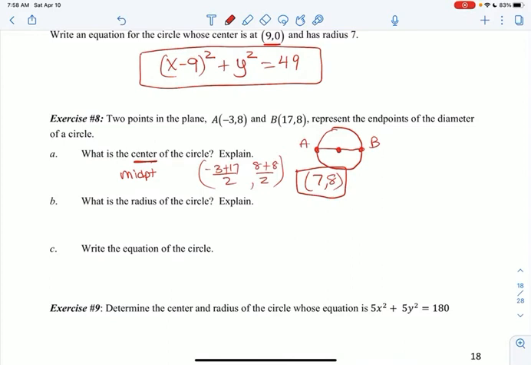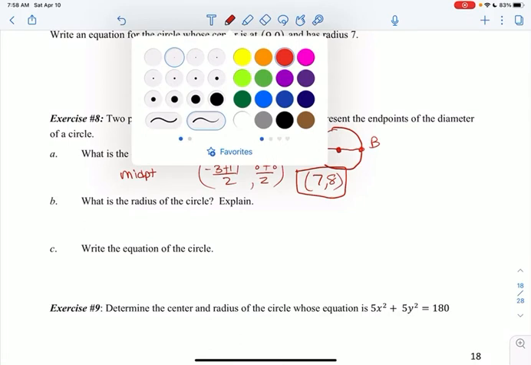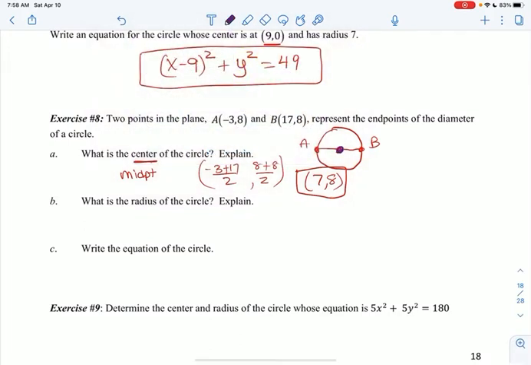Now I want to find the radius of my circle. The radius of my circle is the distance from the center, which I just found, to the end point. So I know my center is 7, 8, and I know that point B right here is 17, 8. If I want to find the length of the radius, then I'm going to have to use my distance formula. So I'm going to find the distance between the center, which is 7, 8, and the end point, which is 17, 8. So this is my center, this is my end point, and I'll use my distance formula to do that. Everything that we learned in that last chapter we're using right here.